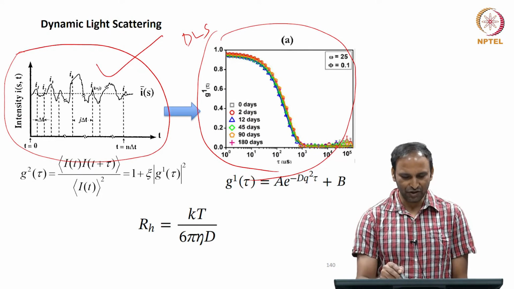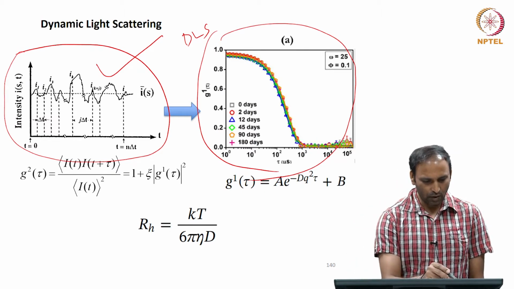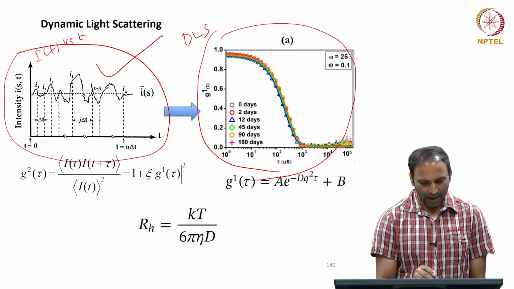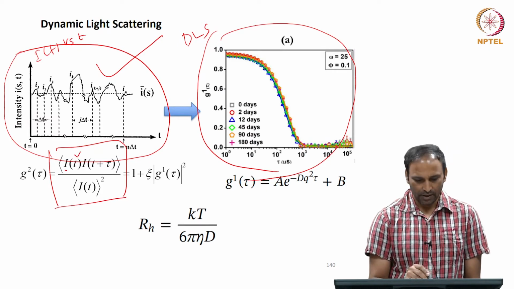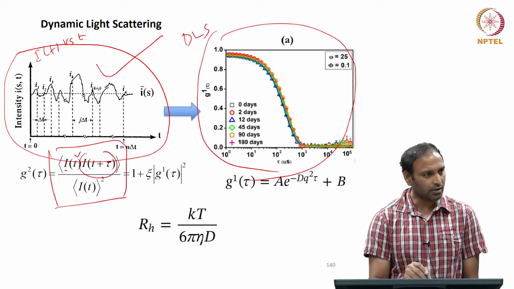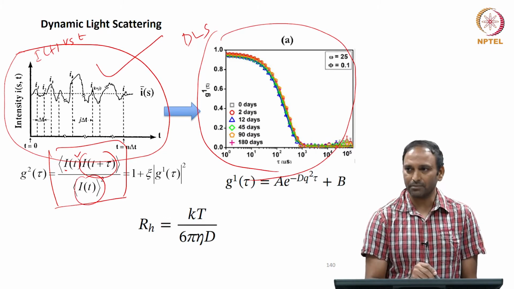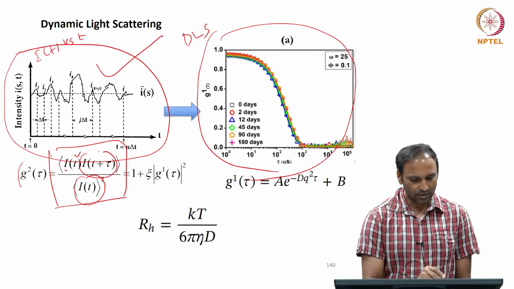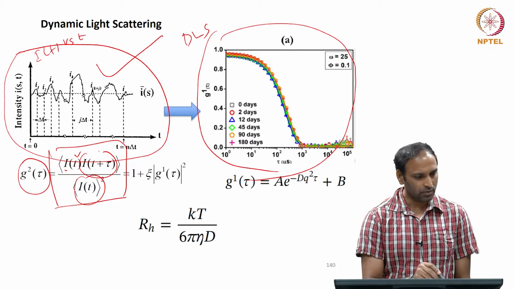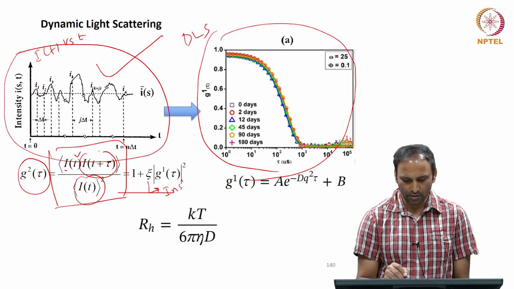That is G1 of tau. Because I know how I of t varies as a function of time, I can get this quantity. This is intensity at a particular time, and intensity at a particular time plus some delay, and intensity at a particular time. I have access to all this information. I can calculate G2 of tau, and this is what is called the instrument constant.